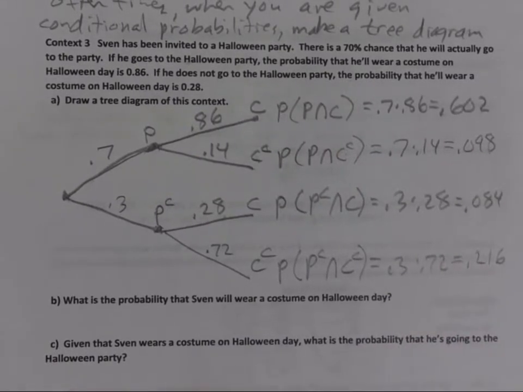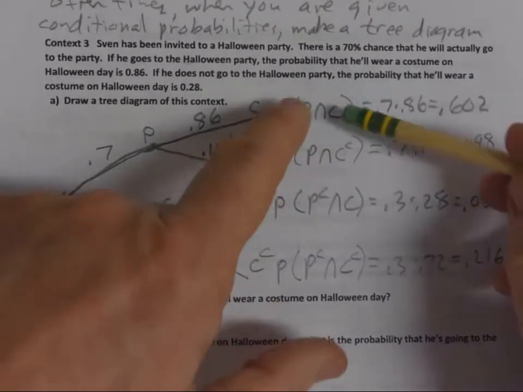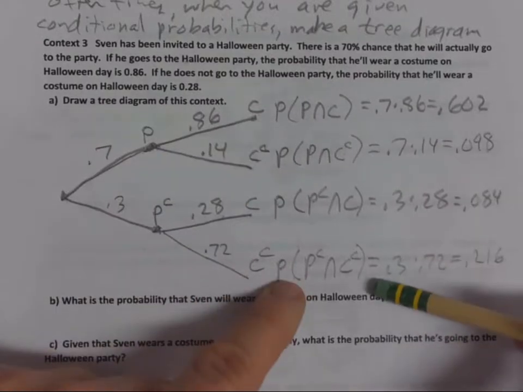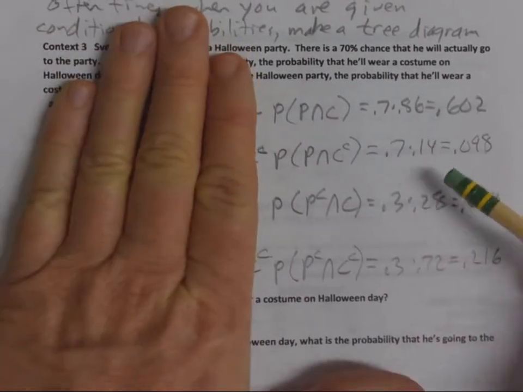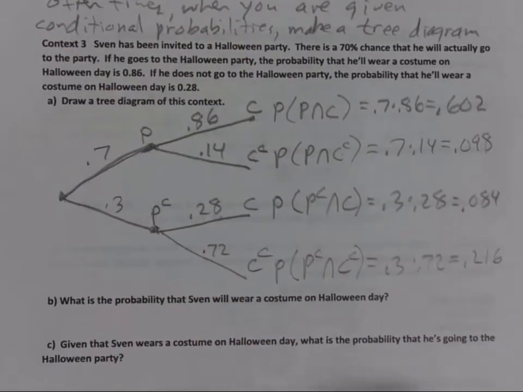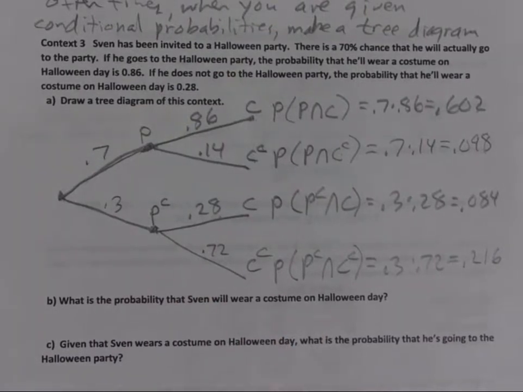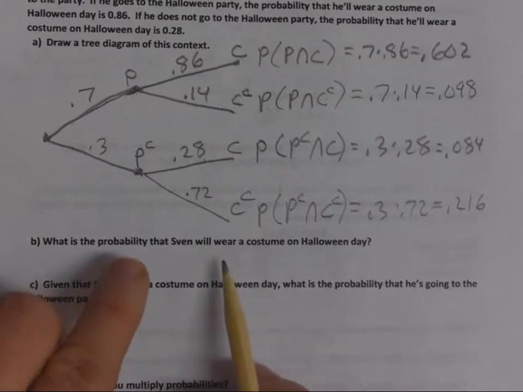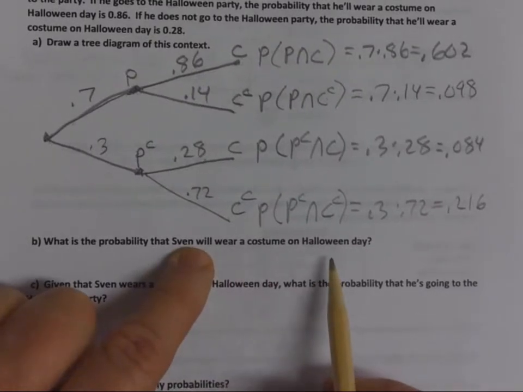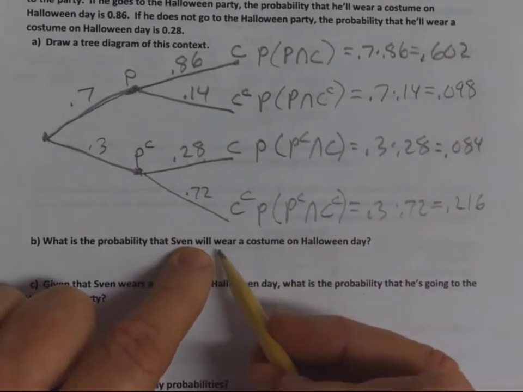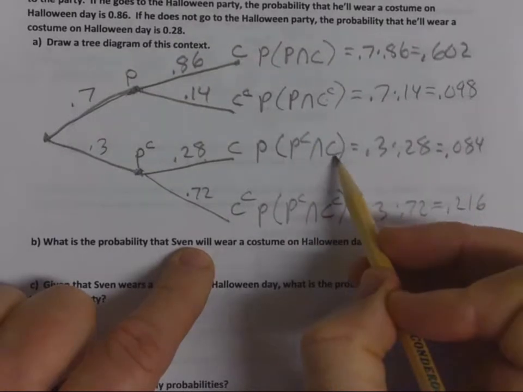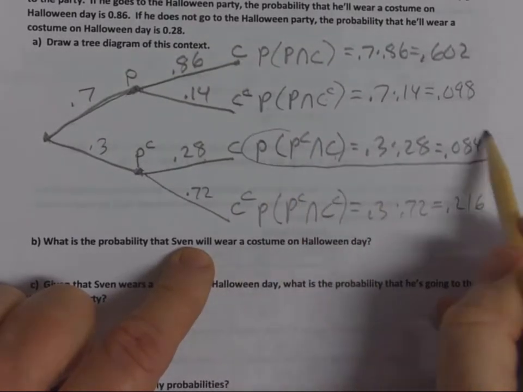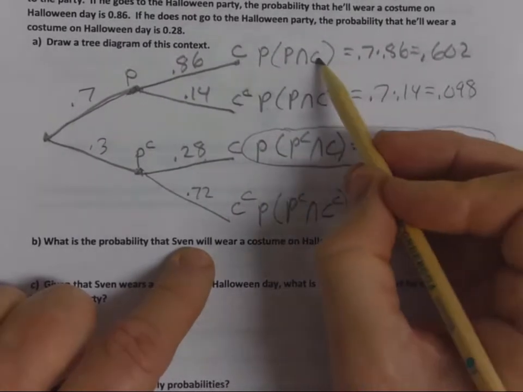Now some people like just using the formula for this, for conditional probabilities in essence, and they just calculate this without the tree diagram. But to me, the tree diagram just makes it easier to see. All right, so let's see what we're asked here. What's the probability he'll wear a costume? Well, there's two events where he actually wears a costume. That occurs here. That event there, he's wearing the costume there, and he's wearing a costume here.